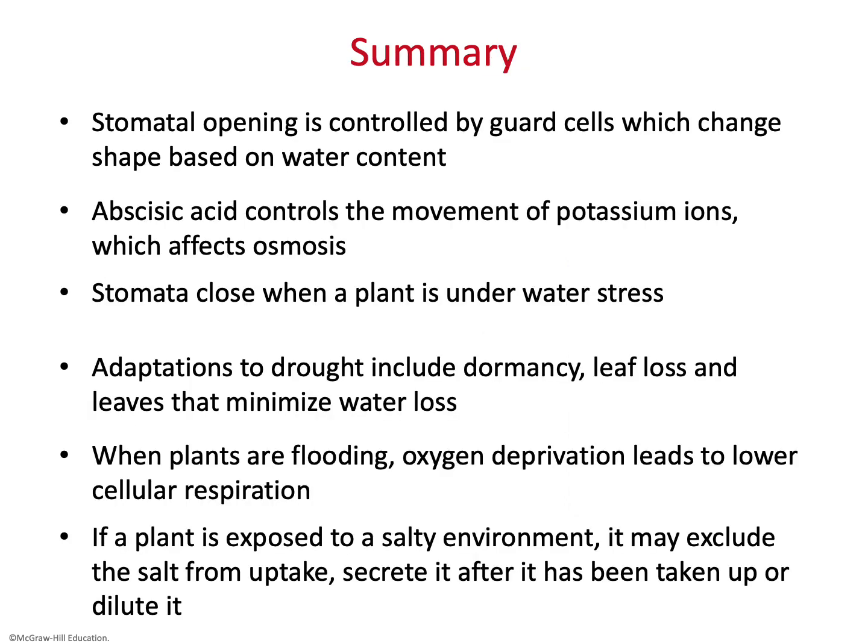In summary, stomatal opening is controlled by guard cells, which change shape based on water content. Abscisic acid controls the movement of potassium ions, which affect osmosis. Stomata close when the plant is under water stress. Adaptations to drought include dormancy, leaf loss, and leaves that minimize water loss. When plants are flooded, oxygen deprivation leads to lower cellular respiration. If a plant is exposed to a salt environment, it may exclude salt from uptake, secrete it after it has been taken up, or dilute it.